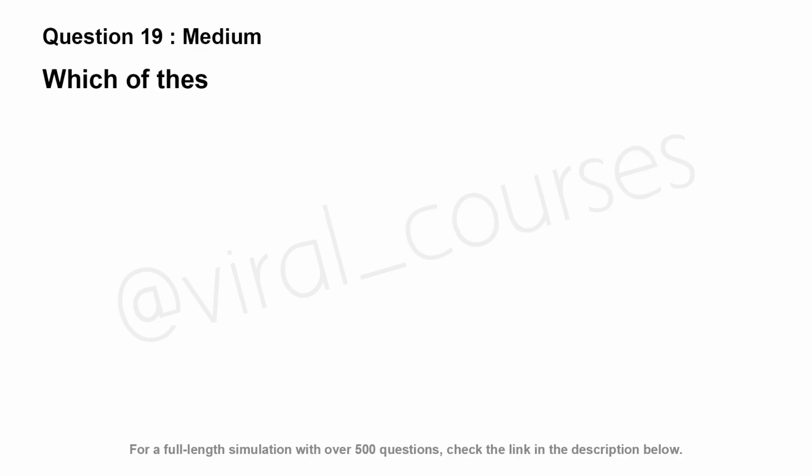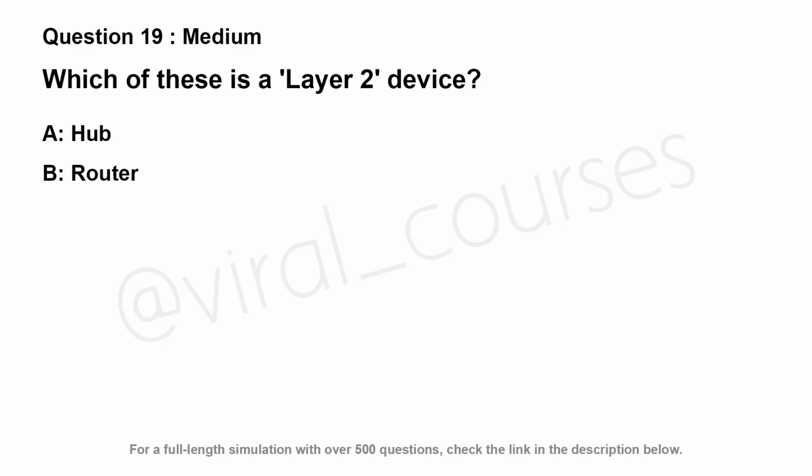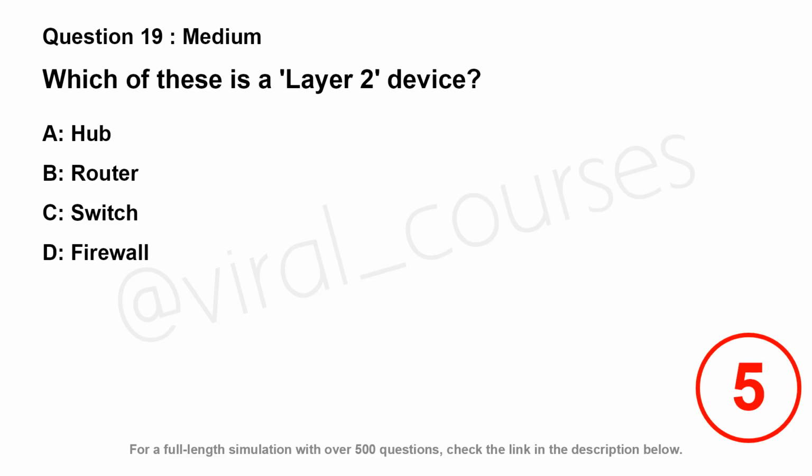Which of these is a Layer 2 device? Option A. Hub. Option B. Router. Option C. Switch. Option D. Firewall.